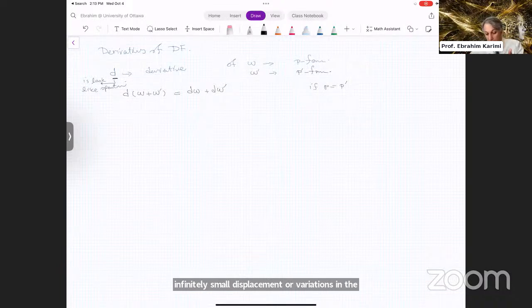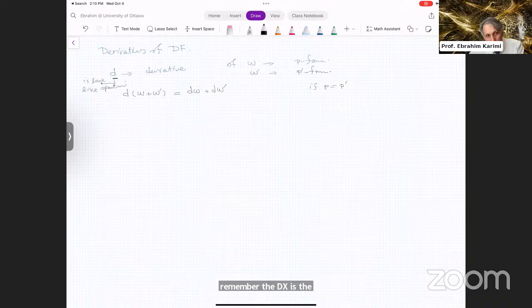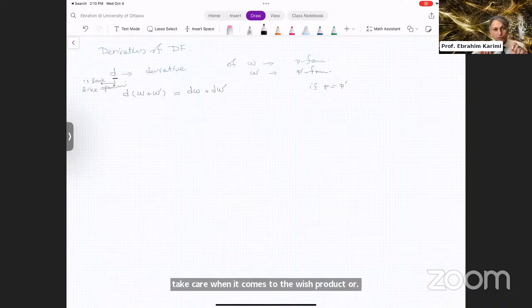So for example, if D is acting on x, it will be dx. But remember, dx is the differential form, and we have to take care when it comes to the wedge product, or when it comes to finding the dual of it, and so on. So it has the same meaning with some constraints or rules that we have to follow.